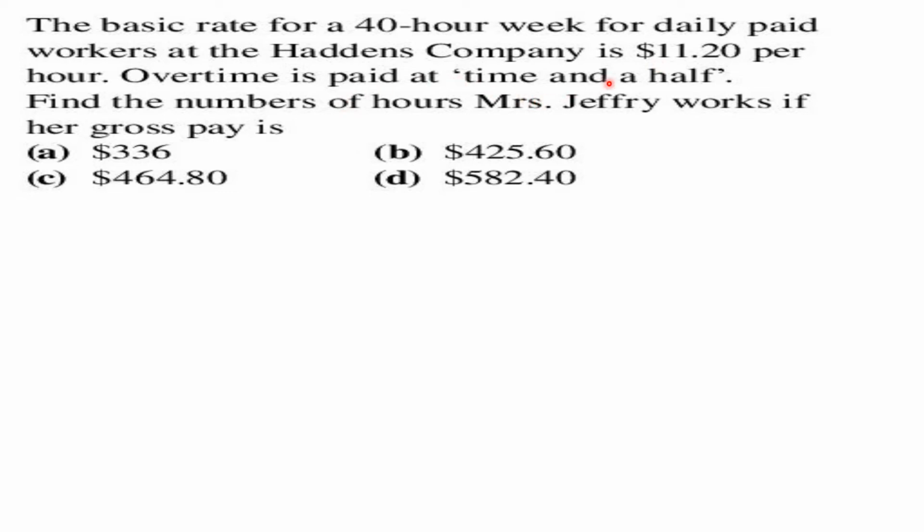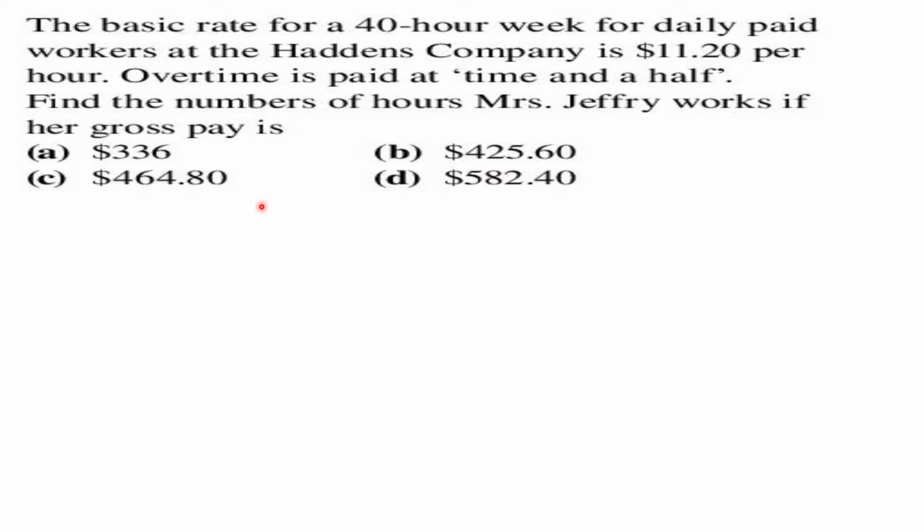Overtime is paid at time and a half. So here we have it. Find the number of hours. Here we're calculating the number of hours the person worked. If she had a gross of A, B, C, D, that is how much she makes each week, or for whatever given week. What we want to find out now is how many hours she worked. Here we're just doing the process in reverse.